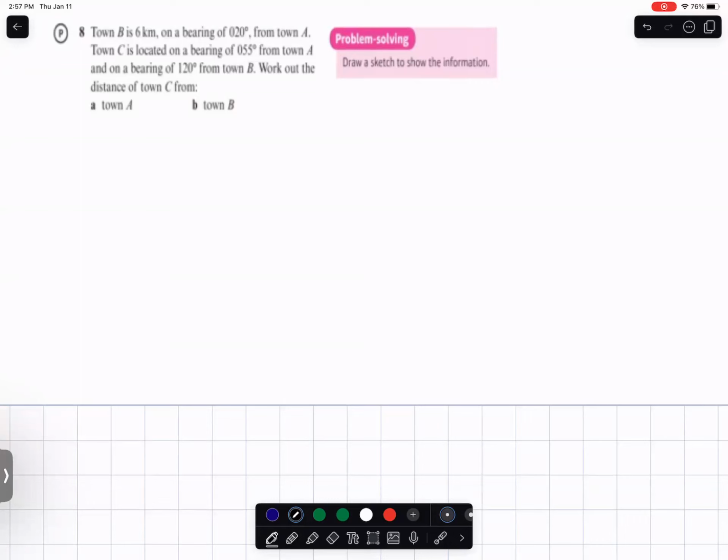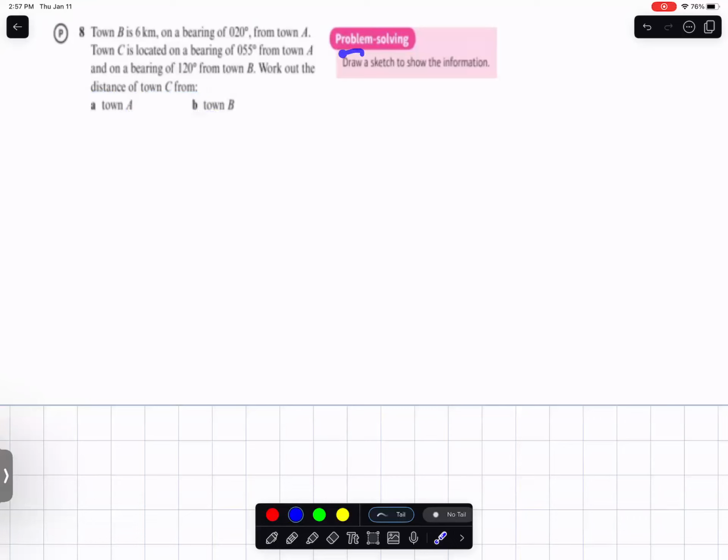Let's move on to the next question. Town B is 6 kilometers on a bearing of 20 degrees from town A. Town C is located on the bearing of 65 from town A and on a bearing of 120 from town B. Work out the distance of town C from town A and from town B.